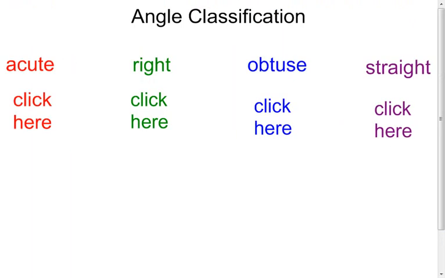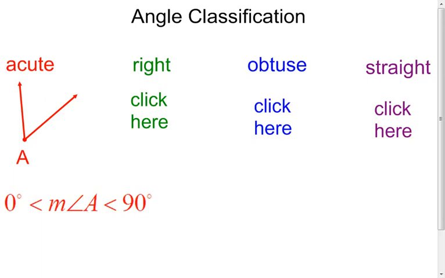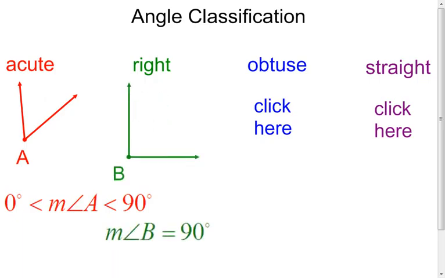Now the ways to classify angles, we have 4 different ways: acute, right, obtuse, and straight. So our acute angle, think of it as a small one, and it's going to be somewhere between 0 degrees and 90 degrees. Now the measure of the angle cannot be 0, and it cannot be 90. It has to be somewhere in between the two. A right angle, that's your 90-degree angle. The measure of it equals 90 degrees.